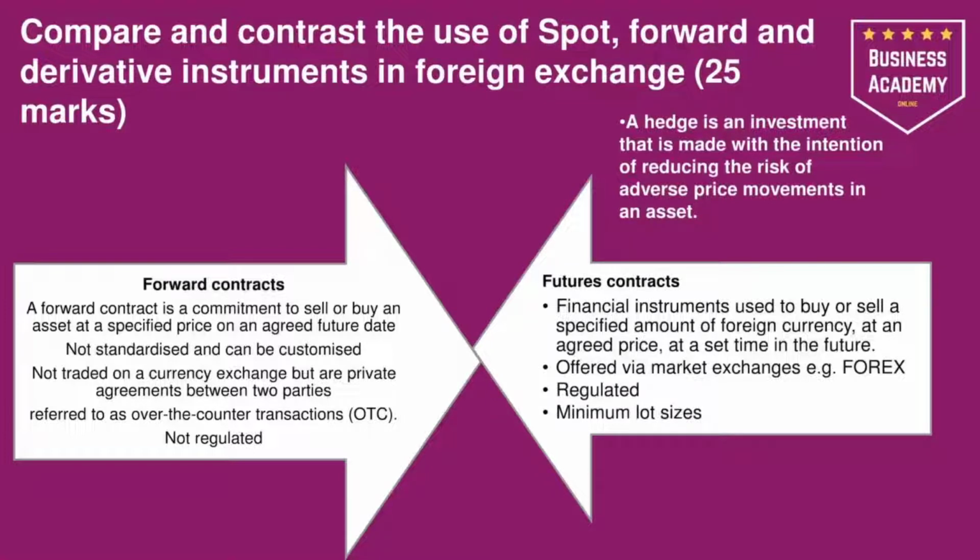So remember, we're comparing and contrasting here. They are similar in that they are both reducing the risk of adverse price movements. They are hedging the risk. And they are different in that forwards are not standardized and can be customized, whereas futures can't. It's fully standardized. Forwards are not traded on a currency exchange, but by private agreement over the counter, whereas futures are offered via a market exchange like Forex. Forward contracts are not regulated, whereas futures are, and forward contracts do not have minimum lot sizes, which futures contracts do. So that would be the basis of the majority of the answer with forward and futures.